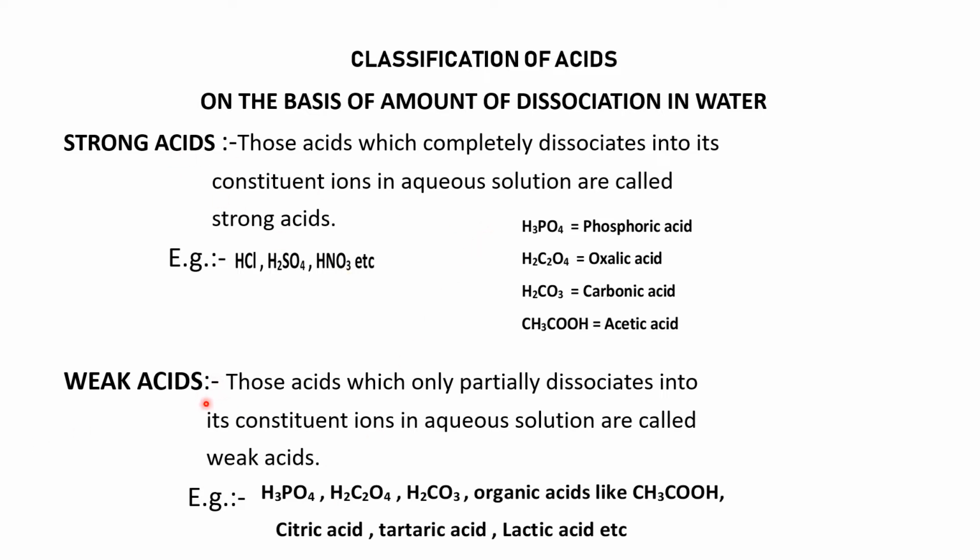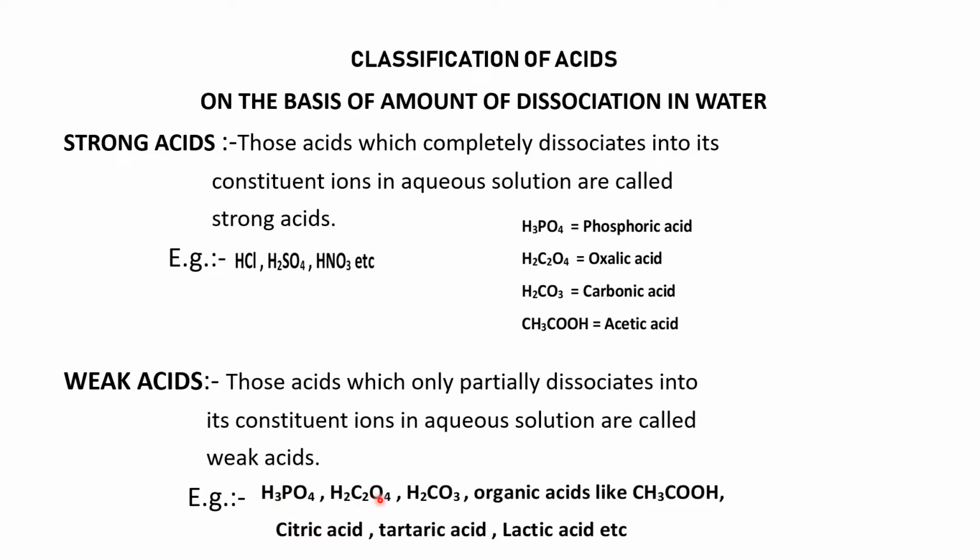Now we have another kind of acid, known as weak acid. Those acids which only partially dissociate into their constituent ions in aqueous solution are known as weak acids. What do we mean by partially? Out of 100 molecules of phosphoric acid, only 10 will dissociate into hydrogen ion and phosphate ion, and the remaining 90 will remain in the form of H3PO4. Those acids where the majority remains in the undissociated form are known as weak acids. Here there is no dissociation or almost negligible.